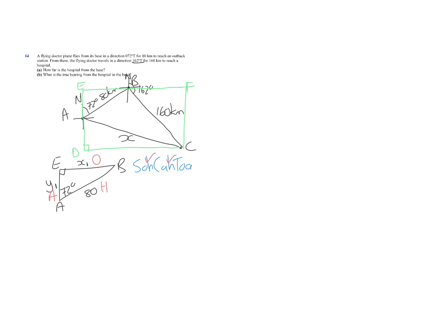Then I'm first going to deal in green. In green, if I want to work out X1, it's the opposite. So I tick opposite. So I'm going to use sine. So I write sine of 72 degrees equals opposite, which is X1, over hypotenuse, which is 80. To backtrack, divide by 80, I multiply by 80. So I'll get 80 sine 72 degrees equals X1.